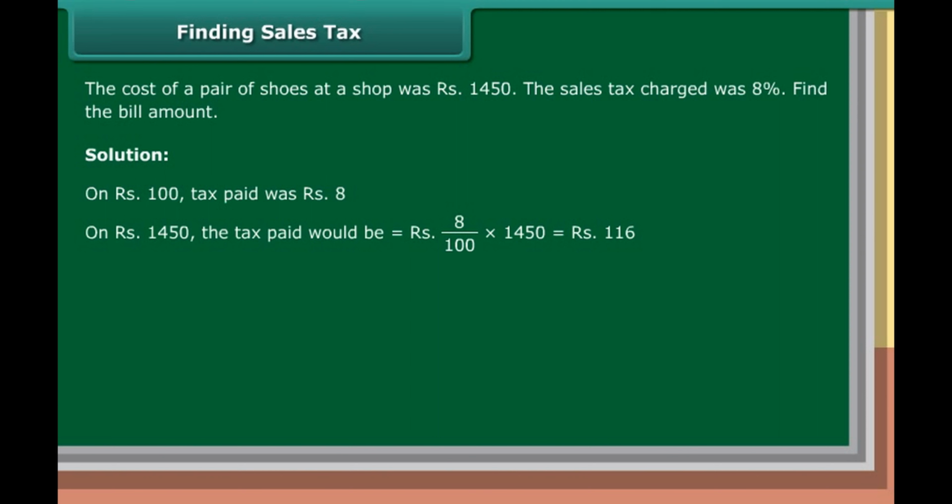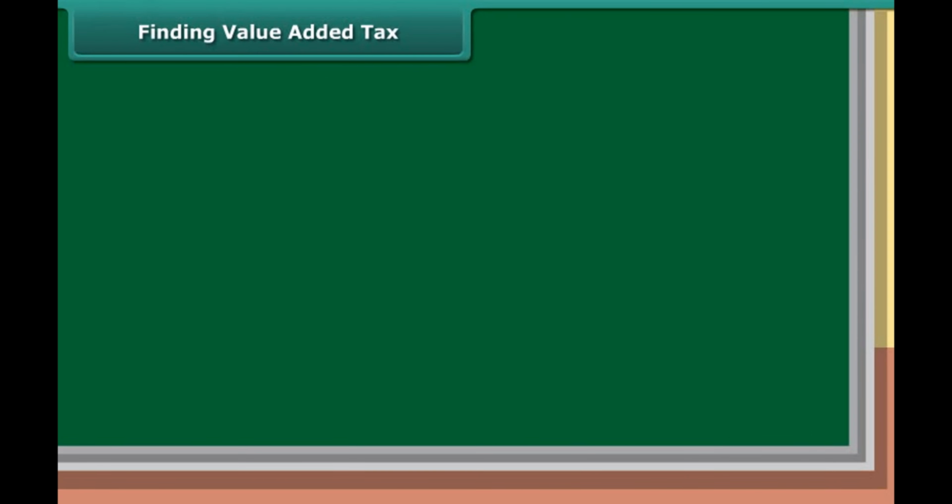On rupees 1450, the tax paid would be 8 upon 100 into 1450, which is equal to rupees 116. Bill amount is equal to cost of item plus sales tax, which is equal to rupees 1450 plus rupees 116, which is equal to rupees 1566.